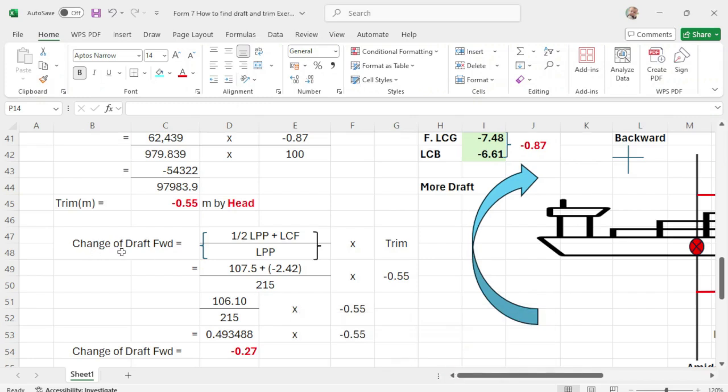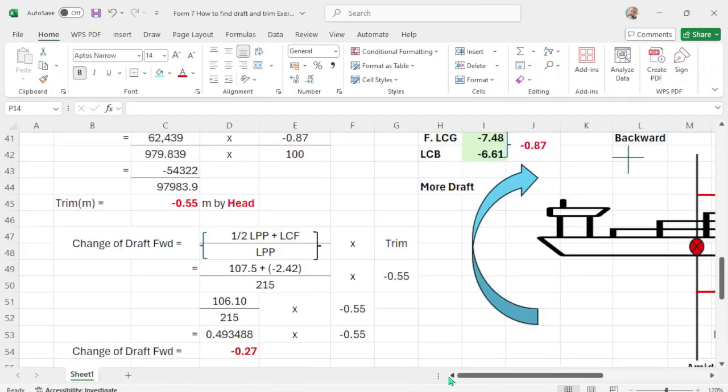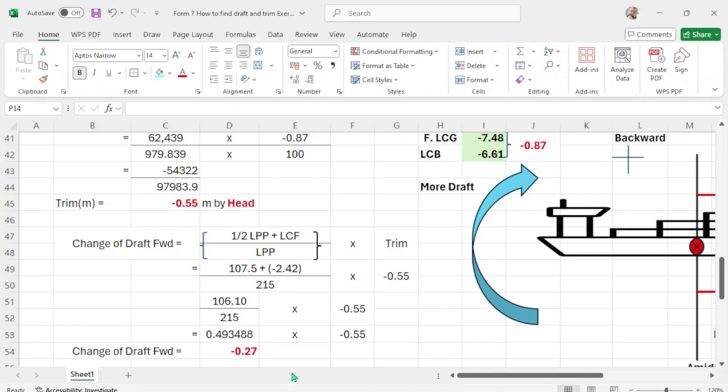This one, change of drop forward is your 1/2 LPP plus LCF, okay, plus LCF over LPP times trim. Okay, so transpose the formula.